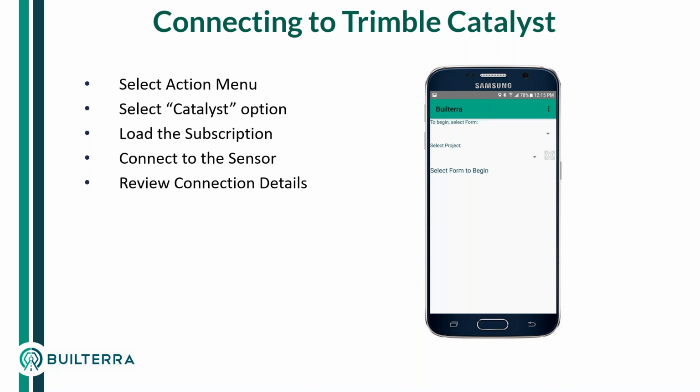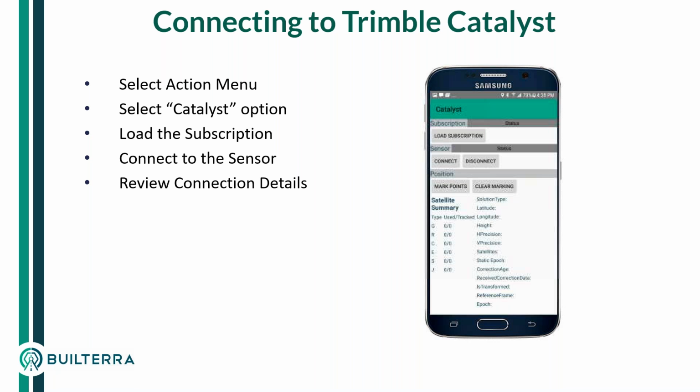It's pretty simple. You pick the form. There's a new Catalyst option on the Android device. So when you select Catalyst, you'll have to log in with your CanNet subscription or whatever subscription you've purchased. That subscription is, there's an actual app that gets loaded on the cell phone for Trimble devices.